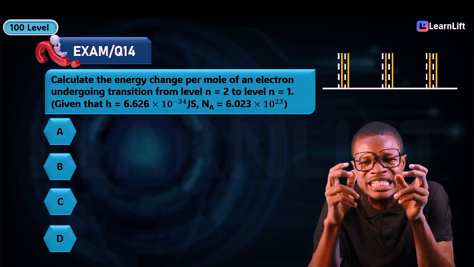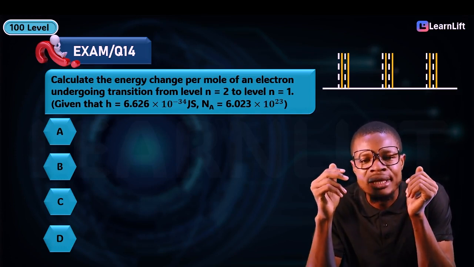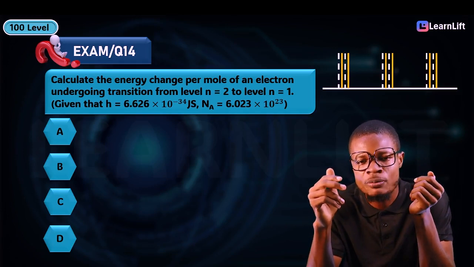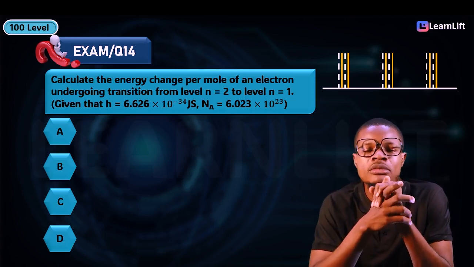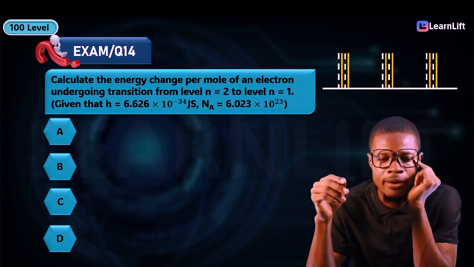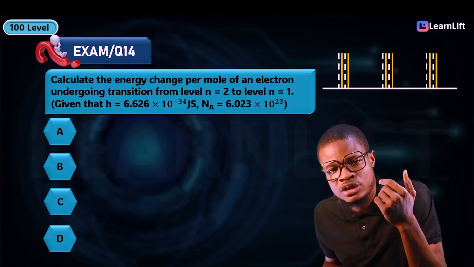Calculate the energy change per mole of an electron undergoing transition from N equals 2 to N equals 1, given that h is equal to 6.626 times 10 to the power of minus 34 joule per second, and then Na is 6.02, and so on. This is a very, very long calculation we're going to do here. But let's take our time. Before we see the options, let's solve this out. Only you try and solve it.